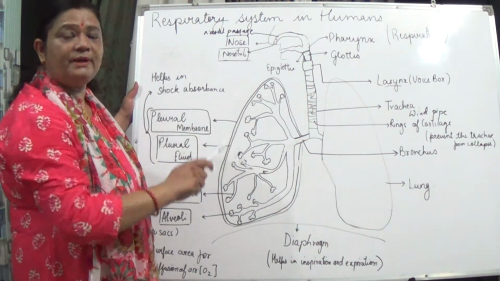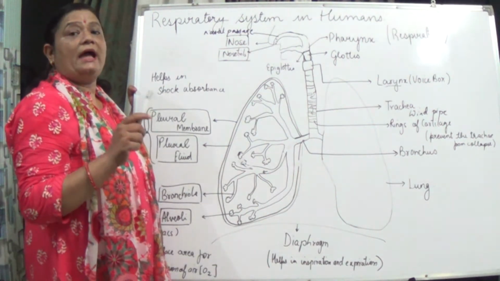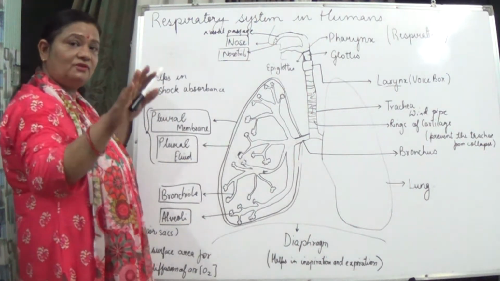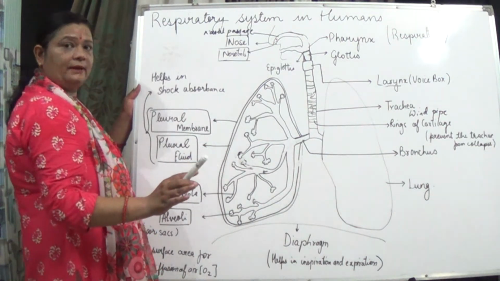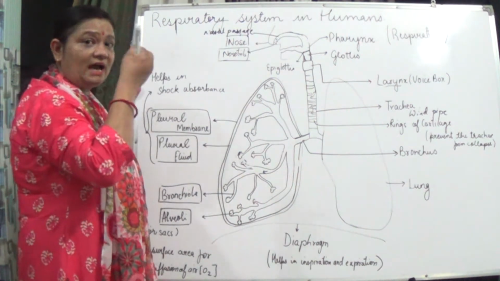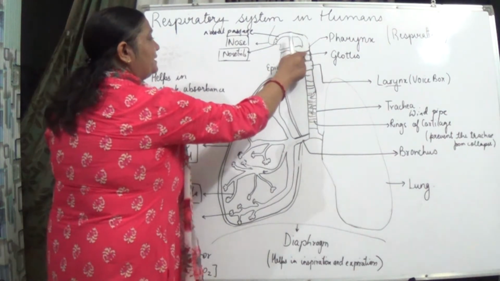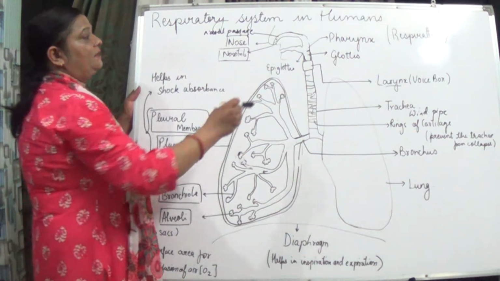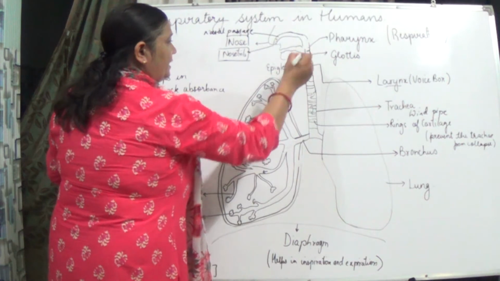Pharynx is a common passage for the esophagus as well as for the trachea. When we are breathing in, the epiglottis covers the esophagus and the passage for the windpipe opens. As we are taking in oxygen-rich air, the flap opens and it covers the esophagus. Now this air enters the glottis area.